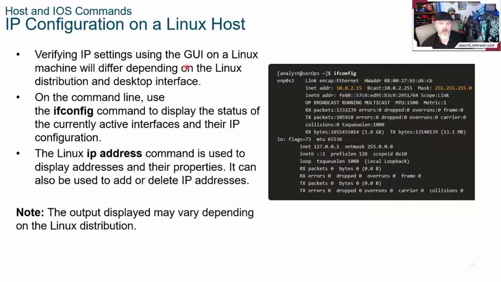IP configuration on a Linux host. Verifying IP settings using the GUI on a Linux machine will differ depending upon the distro that you have. In the command line, though, you can do an ifconfig to display the status of the currently active interfaces. The Linux ifconfig command is used to display addresses and their properties. It can also be used to add or delete IP addresses. The output displayed may vary depending on the Linux distribution as well.